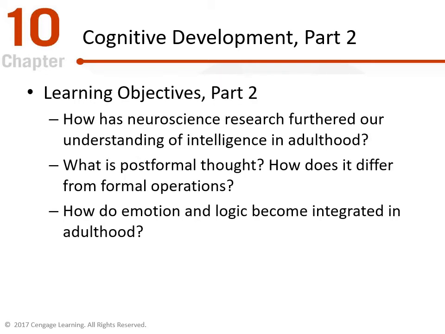We're going to ask the question, how has neuroscience research furthered our understanding of intelligence in adulthood? If you remember, way back in chapter 1, when we thought about the psychologists who developed these theories, they didn't necessarily have the technology to support their ideas. Now we have such high-tech neuroscience and can see the brain while people are acting or having these thought processes. What does that do to our understanding of how intelligence is formed in adulthood? We're going to look at what post-formal thought is and how it differs from formal operations, and how emotion and logic become integrated in adulthood.